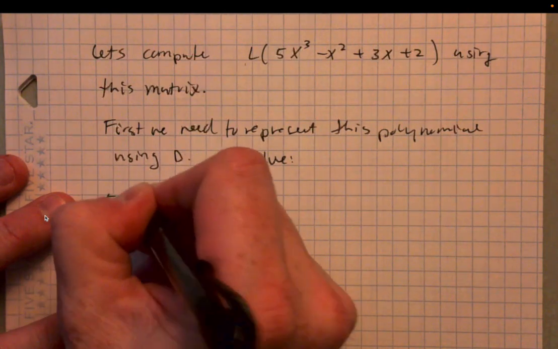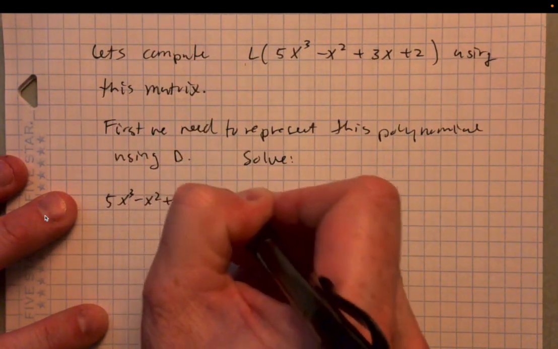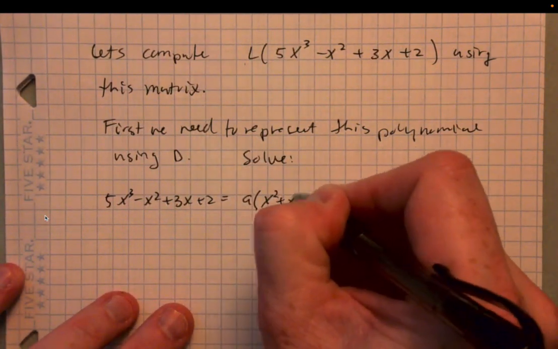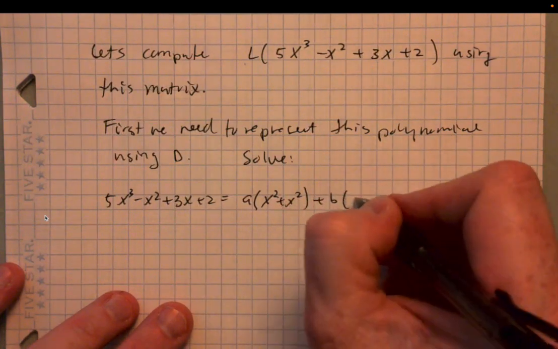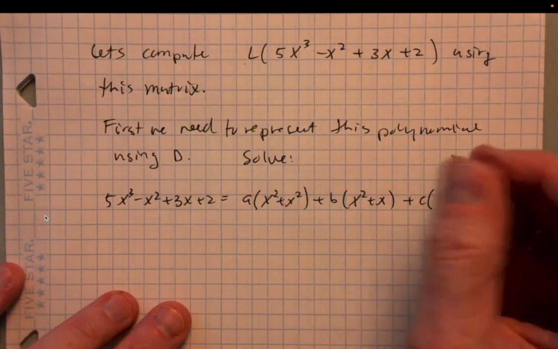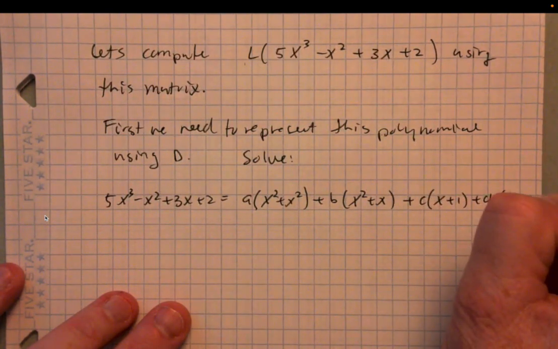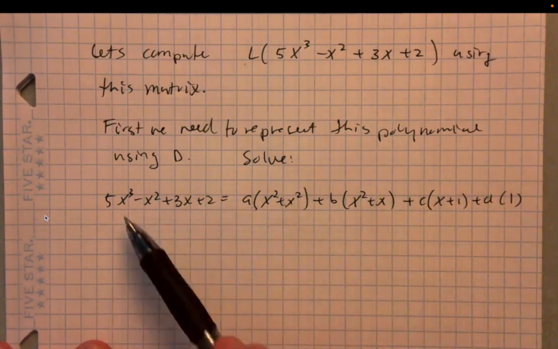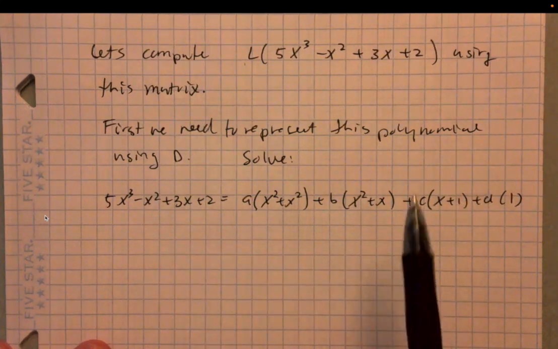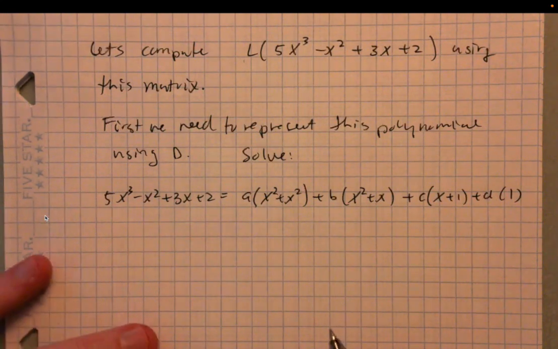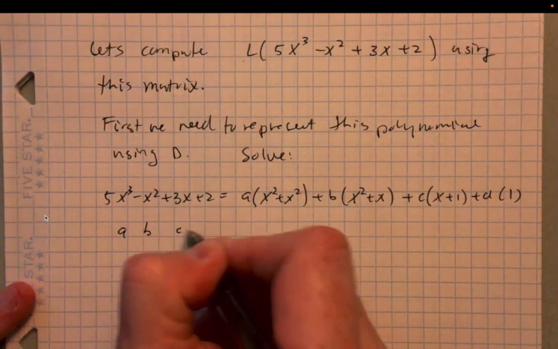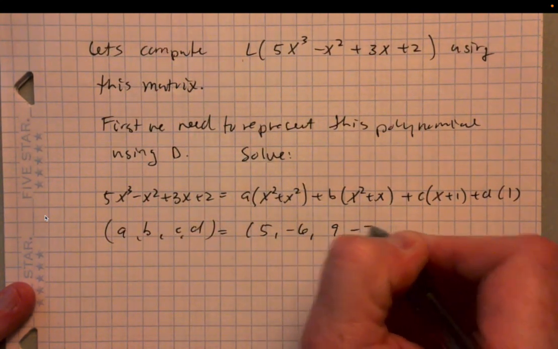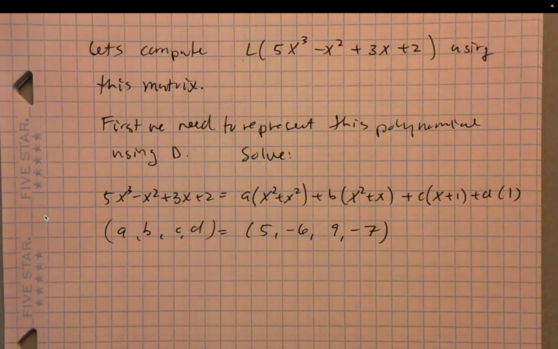Well, we take the polynomial 5x cubed minus x squared plus 3x plus 2, and we have to solve a times the first basis vector, which is x cubed plus x squared, plus b times the second basis vector, which is x squared plus x, plus c times the third, x plus 1, plus d times the fourth, which is 1. This is just basically a system that you have to solve, and when you do that, you get a, b, c, d equals 5, -6, 9, -7, right? And definitely go back and double check that, but that's what you get.